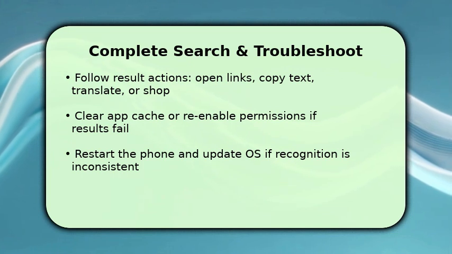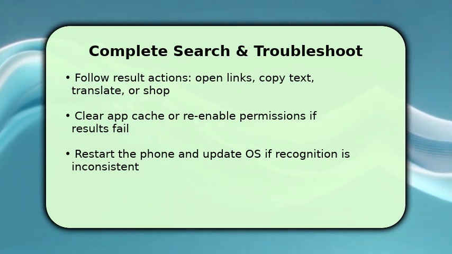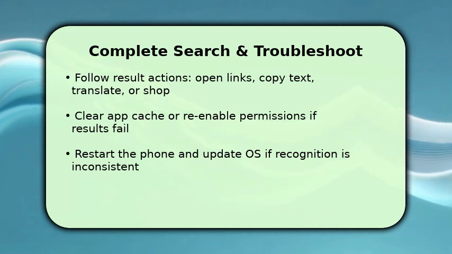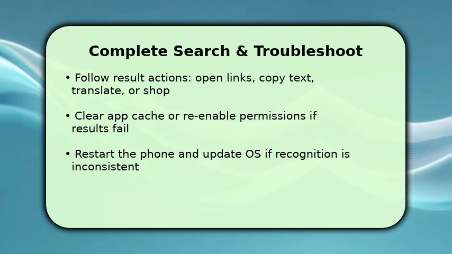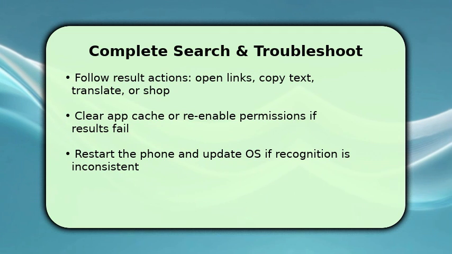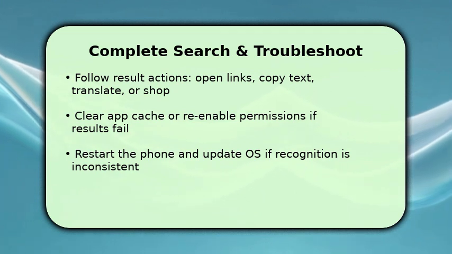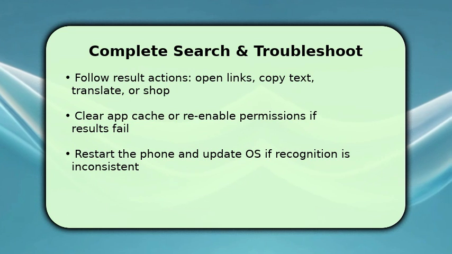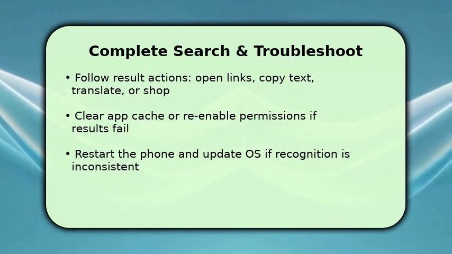If Circle to Search fails, check permissions first and clear the app cache. Re-enable the feature in settings if needed. If recognition remains inconsistent, restart your phone and install any pending system updates. This combination fixes most issues. If not, try a different lighting or zoom level and repeat the capture.